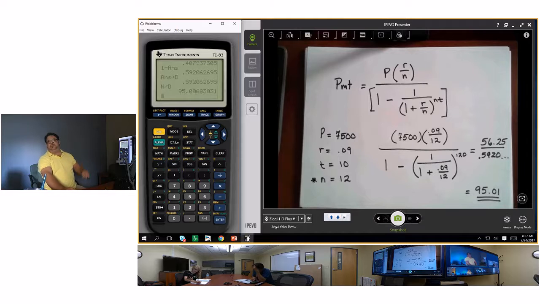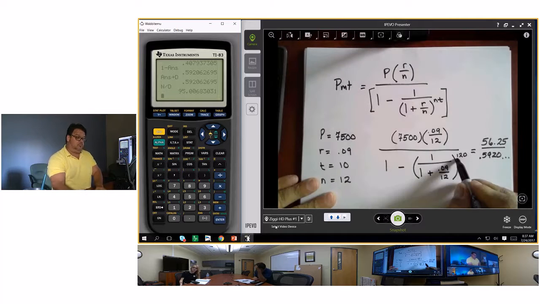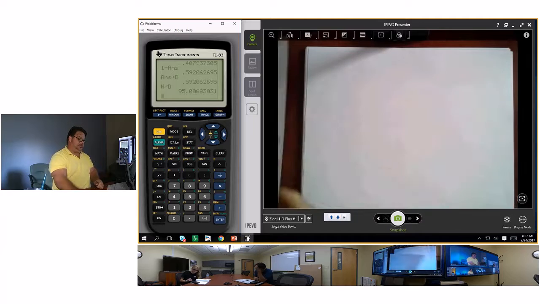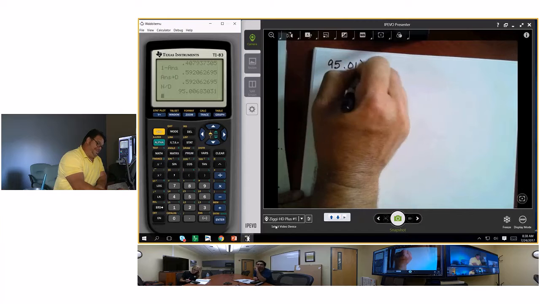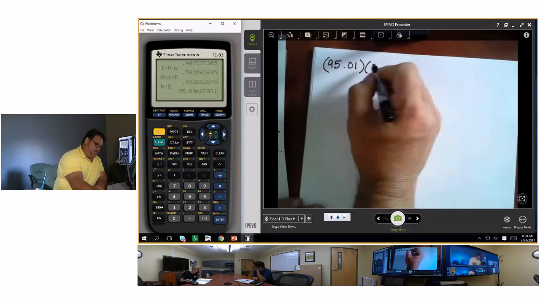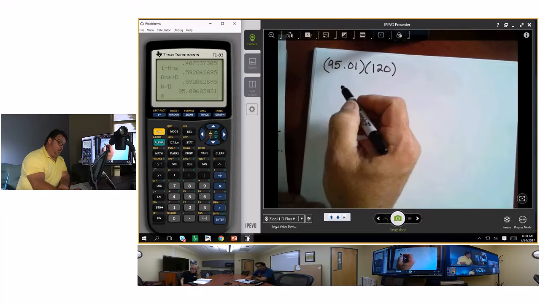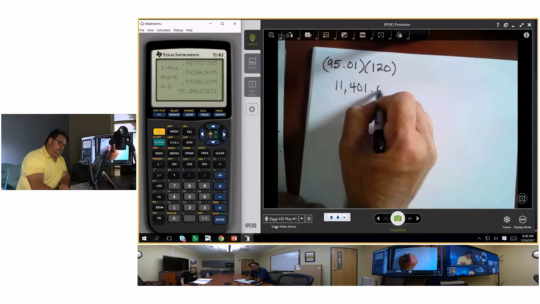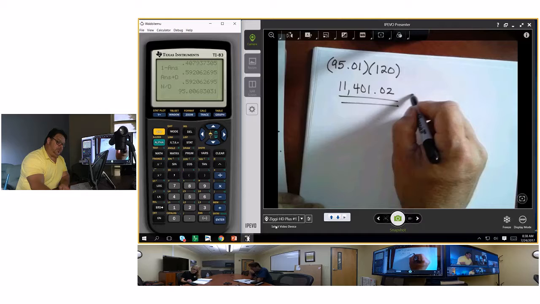Now, you ready for the depressing part? Okay, that's your monthly payment. Now, remember, you got 120 payments right here. So I'm going to take my $95.01 and multiply it times 120. And what does that come out to be? $11,401.02. Now that's how much you paid at the end of 120 months.